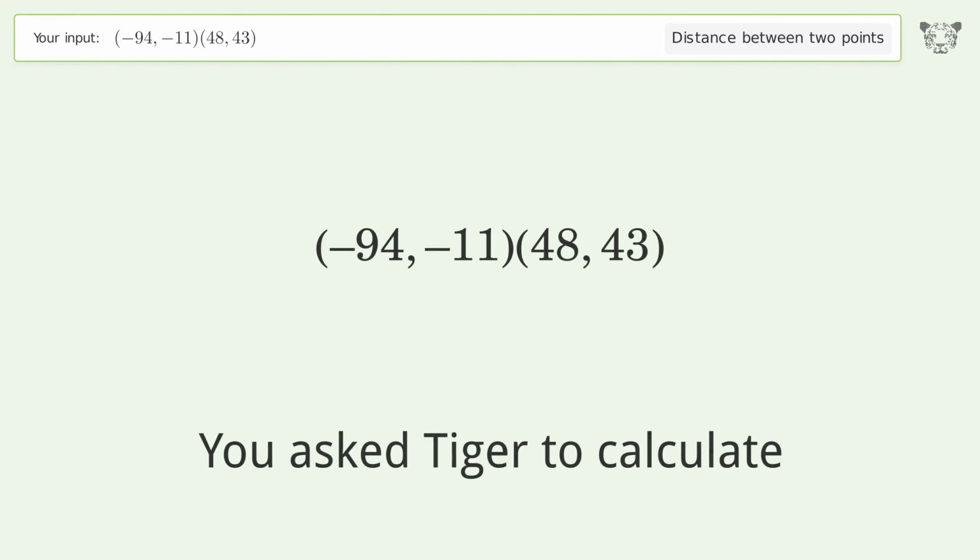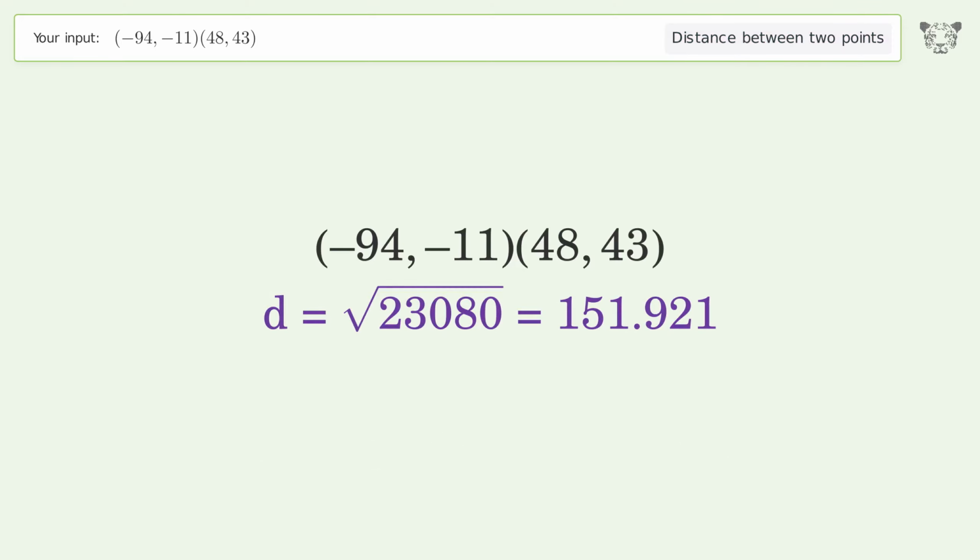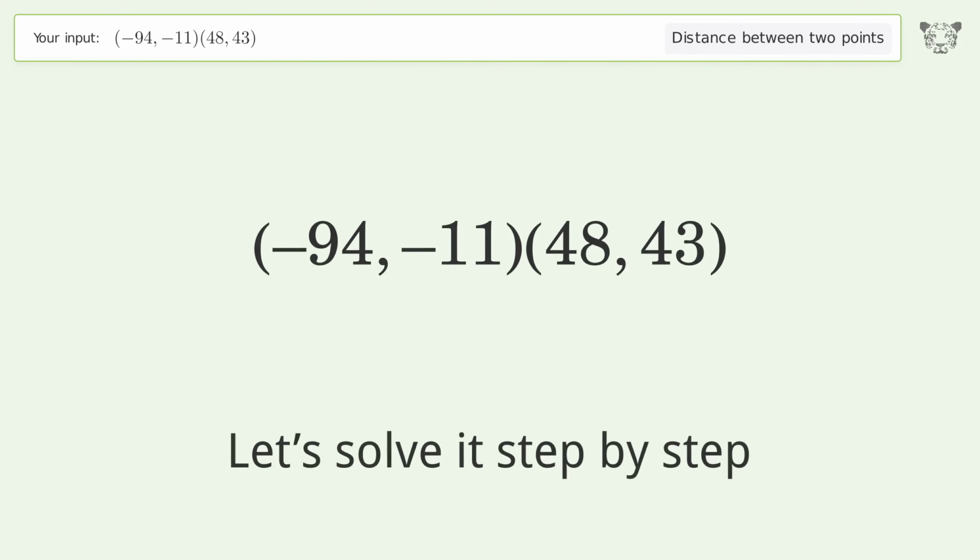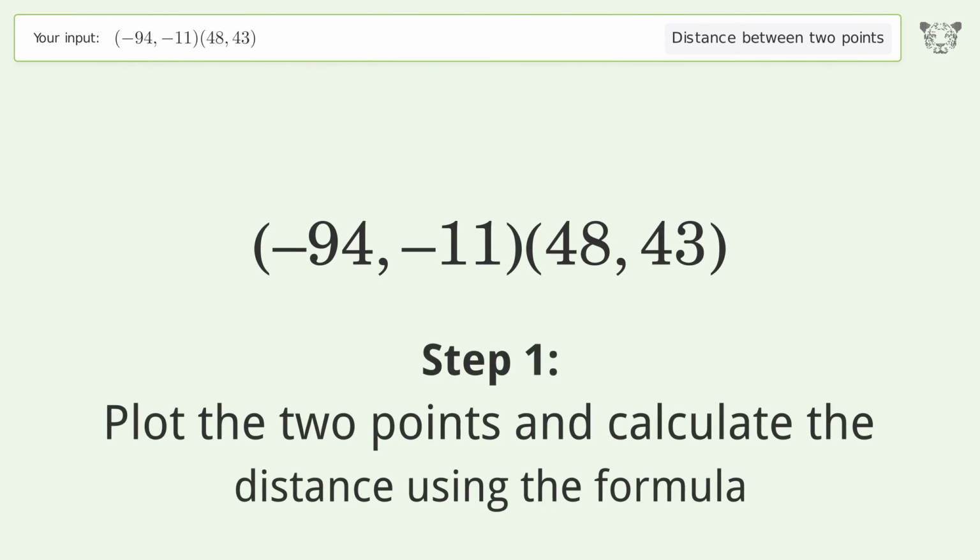You ask Tiger to calculate. This deals with the distance between 2 points. The distance between the 2 points is the square root of 23,080, or 151.921. Let's solve it step by step. Plot the 2 points and calculate the distance using the formula.